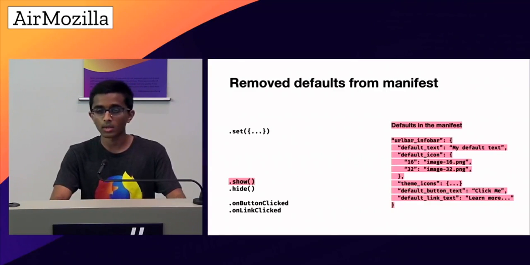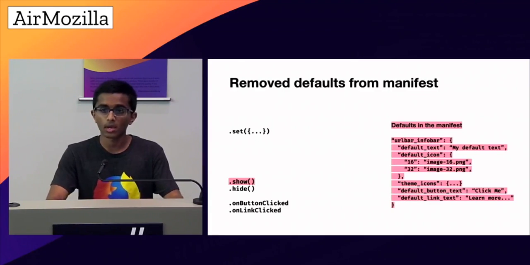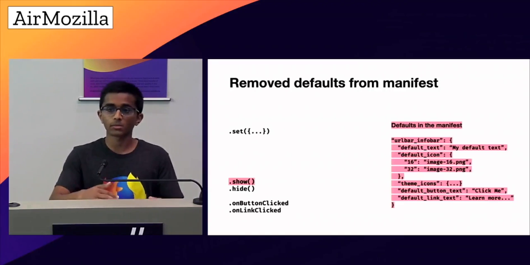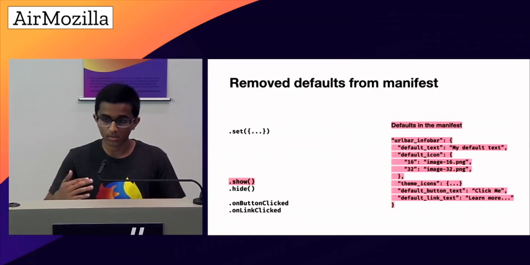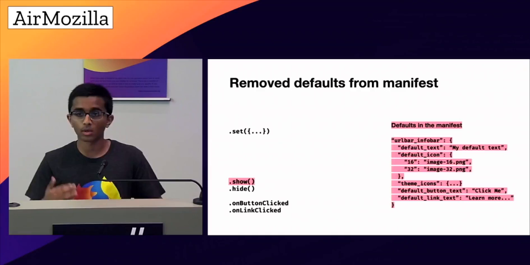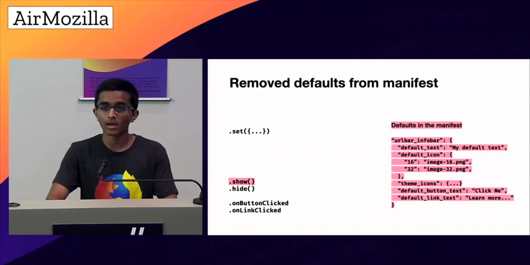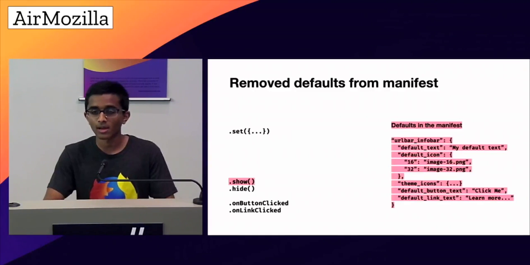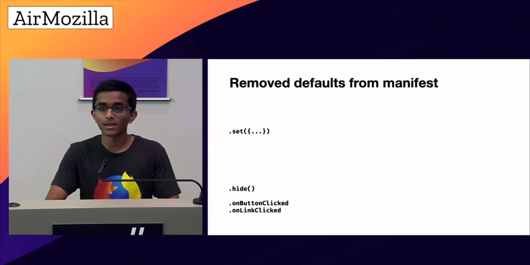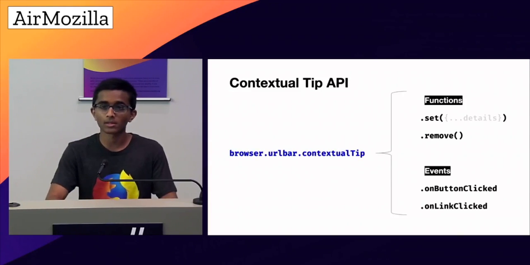We had this so that if the developer specified the contextual tip details in the manifest, they wouldn't have to programmatically set the contextual tip. But we got rid of that too, because they can just use a set function. So this is what the API looks like finally.